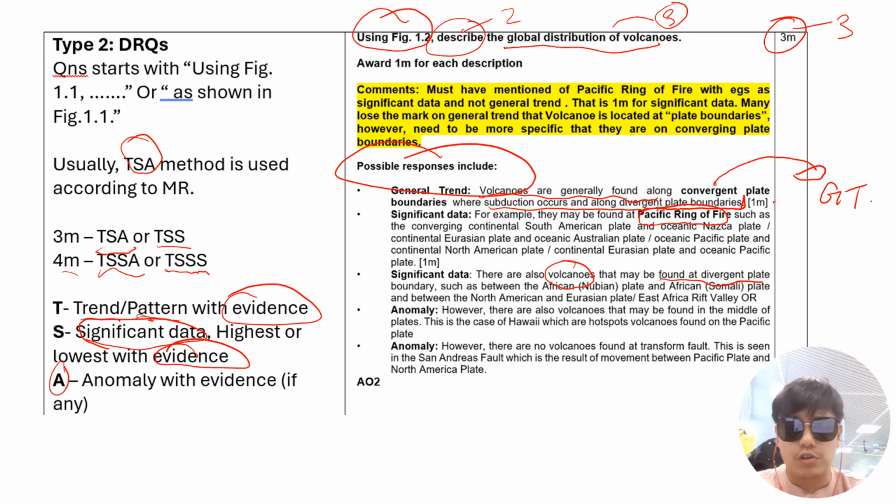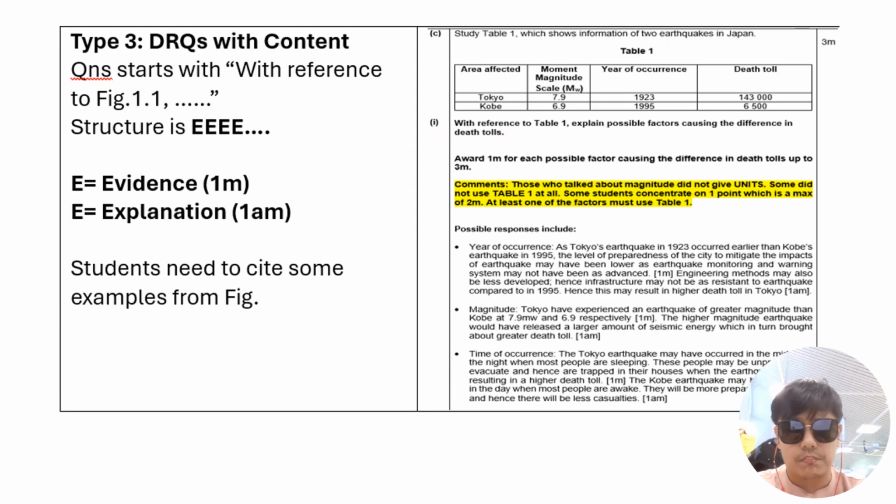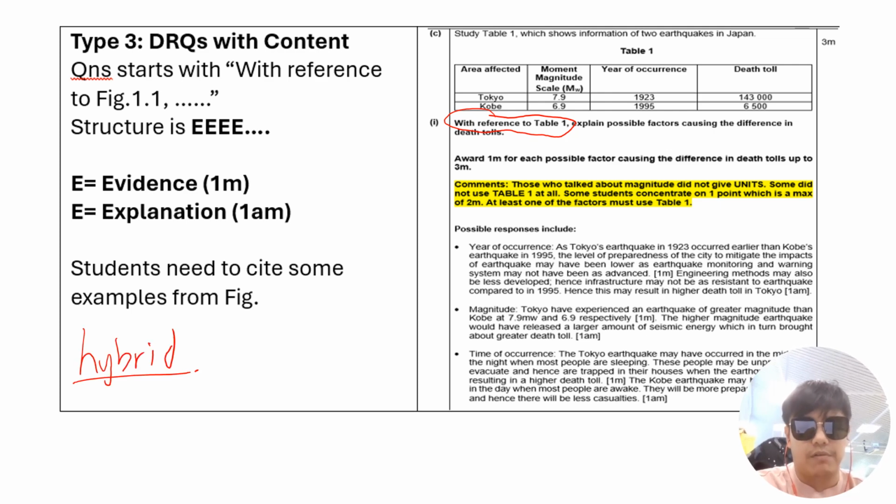You do not need to use your own knowledge. Let us go on to the next type of question. All right, this next type of question is DRQs with content. And most of the time, we'll start off with this phrasing: with reference to table or with reference to figure. I always call this a hybrid question.